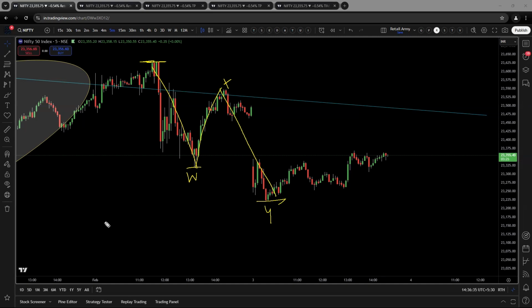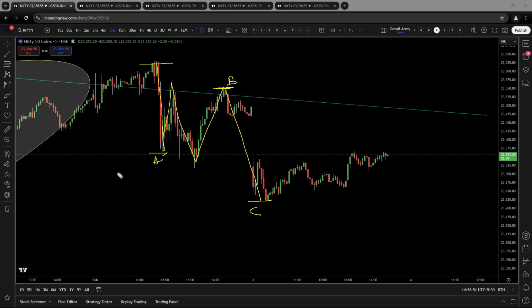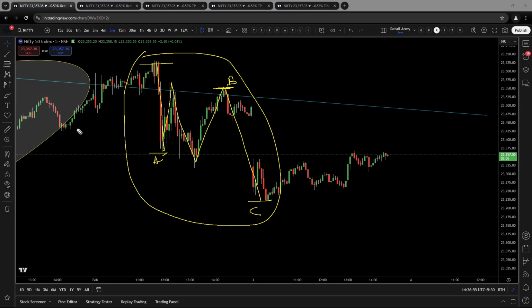One of the scenarios. What is the second scenario? The second scenario is that this is your wave A, then an irregular flat B, and then a sharp dump in the market as wave C. These are the two bearish scenarios after the budget on Saturday. What the market did was it gave a gap down.